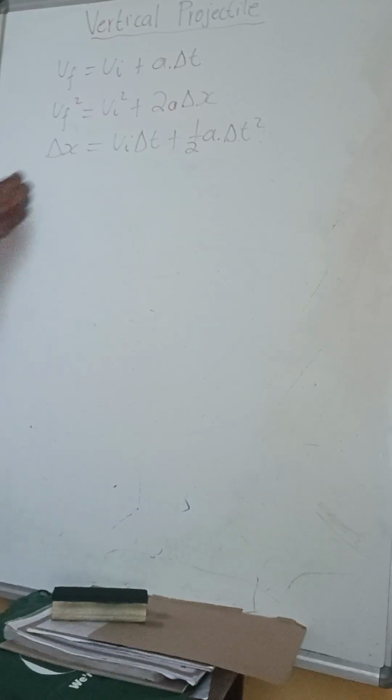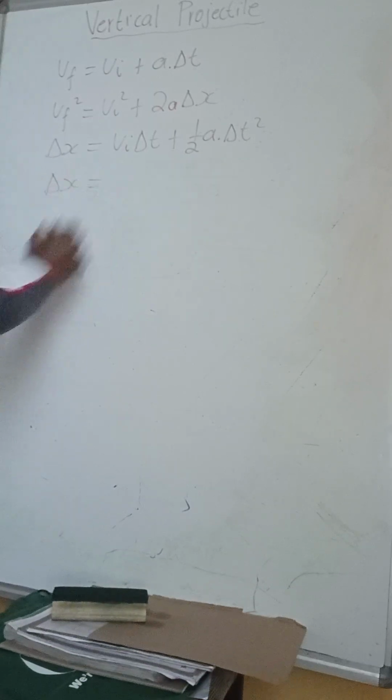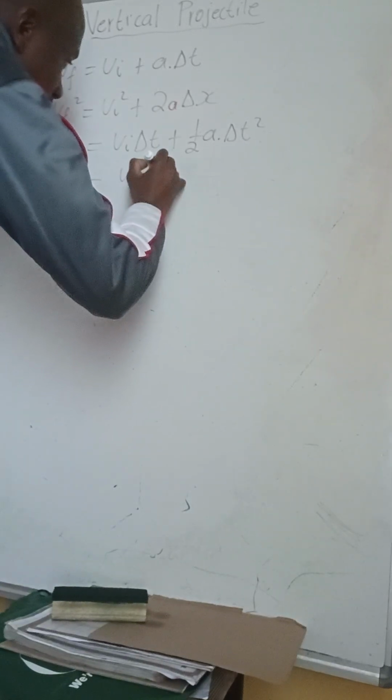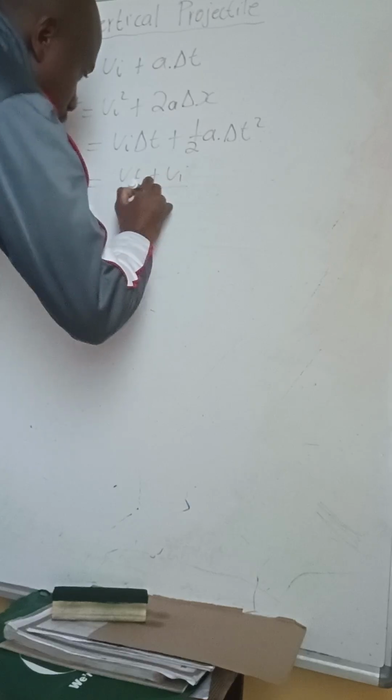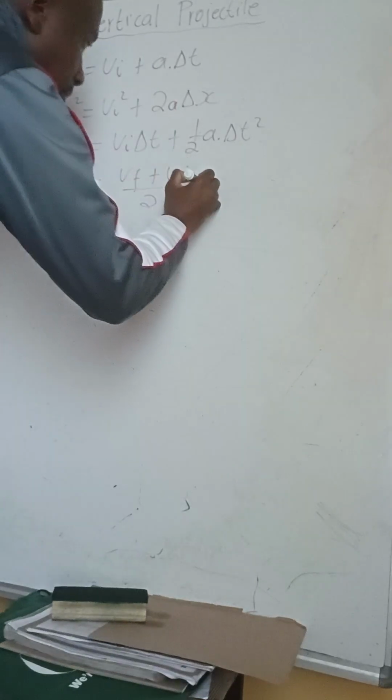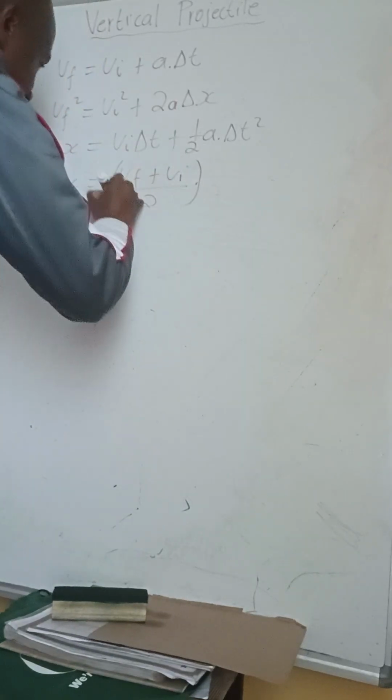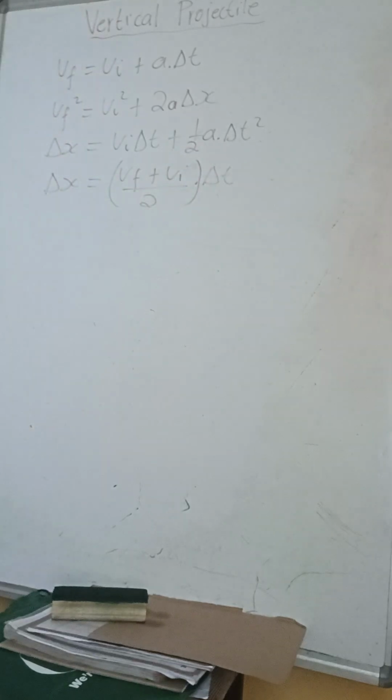Now the last one that we have is delta x is equal to Vf plus Vi all over 2, sometimes they just put the brackets here, multiplied by delta t. So these are the formulas that we are going to use whenever we are dealing with a vertical projectile. But now, how do we use these formulas? Let us make an example.